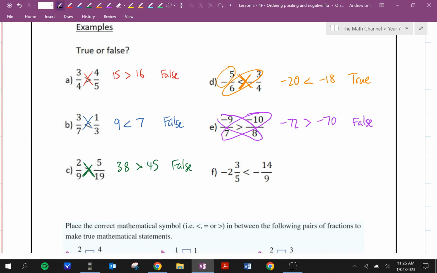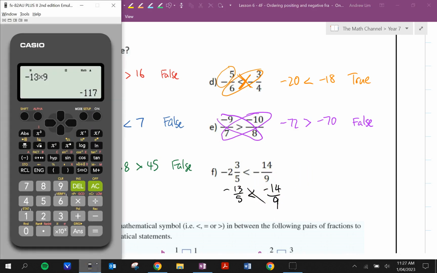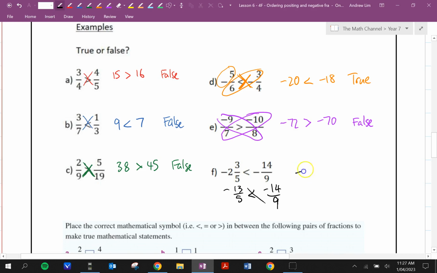Alright. Last one. Can't do it yet. We need to convert it first. So this was the minus 13 over 5 is less than minus 14 over 9. Cross multiply. Minus 13 times 9 is minus 117. Put the symbol. 5 times minus 14 is minus 70. True? Yes, it is. Okay, so that's the easiest method in order to do this.